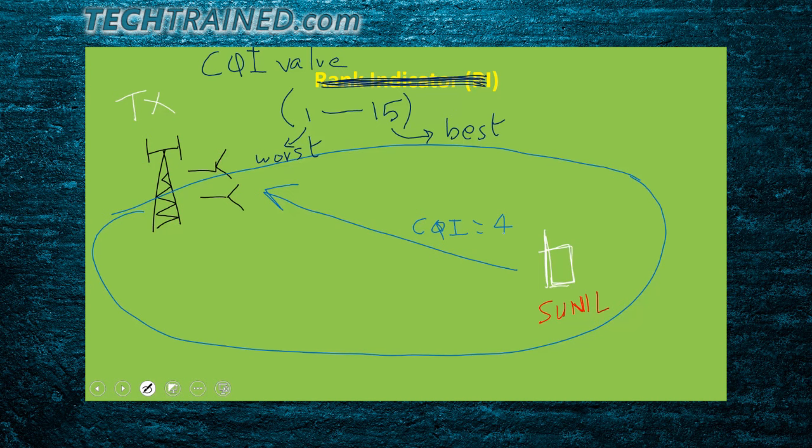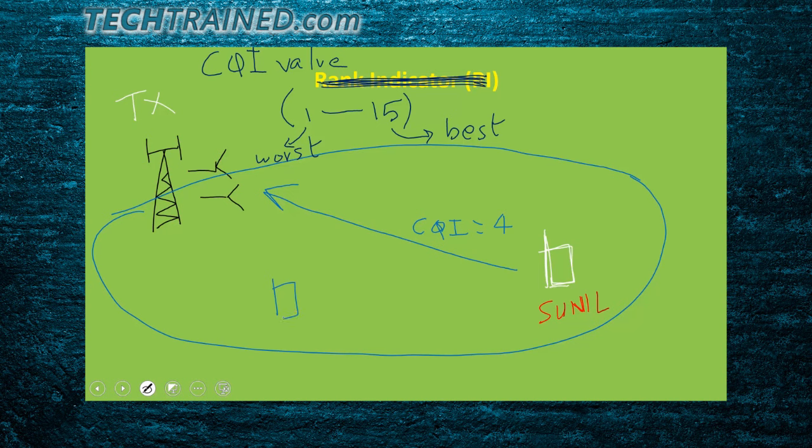4. Now why a value of CQI 4? Because CQI value 4 is not the best, it's not the worst, the user is not at the edge of the cell. And once the eNodeB receives the CQI value 4, the eNodeB is going to make a decision what type of modulation scheme needs to be used for this specific user.